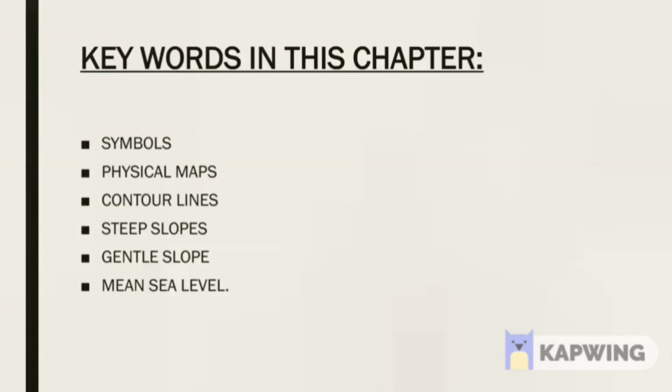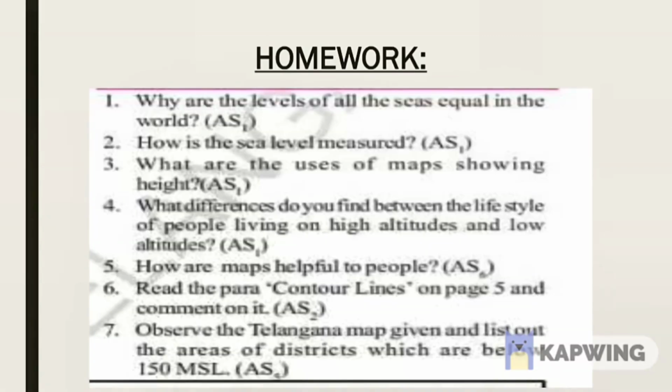Observe the picture. Keywords in this chapter: symbols, physical maps, contour lines, steep slopes, gentle slope, mean sea level. Children, please note your homework.